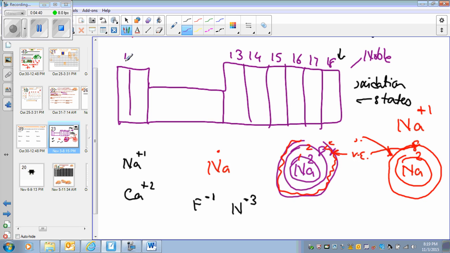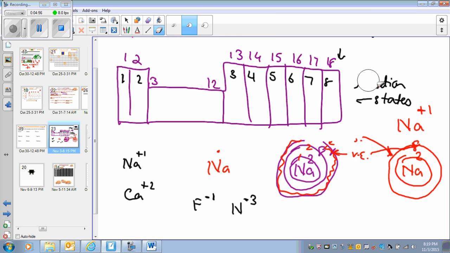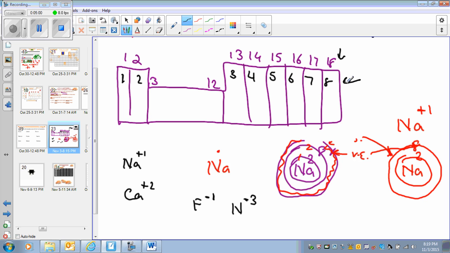Okay, 1, 2, 3 to 12. So let's do the valence electrons first. 1, 2, 3, 4, 5, 6, 7, and 8. These are called valence electrons. Okay, so everything here is called valence electrons. Now, as I said, we have a dividing line here, okay?